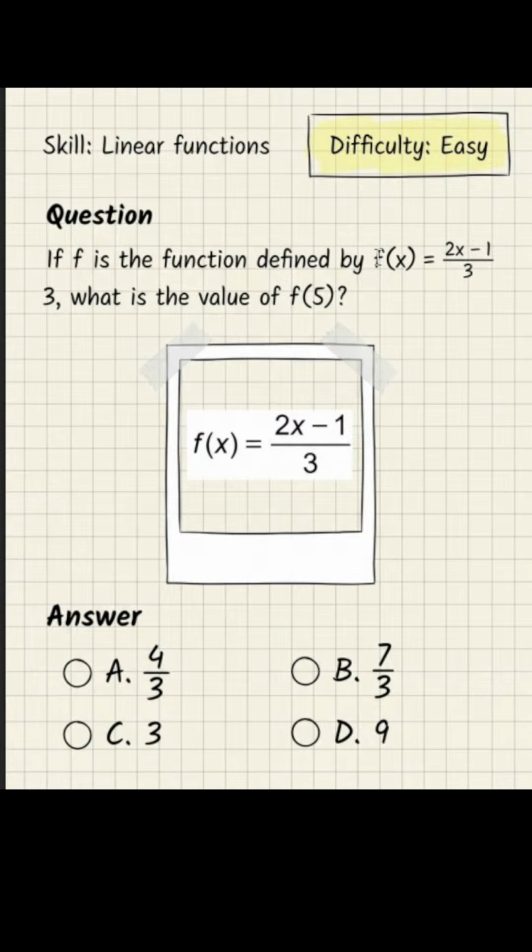So the function is this: f of x is equal to 2x minus 1 by 3, and we have to find what is the value of f of 5. So x is equal to 5. So this shouldn't be a very hard question. And the options are given. The option A is 4 by 3, option B is 7 by 3, option C is 3, and option D is 9. So you can attempt the question, and you can comment which is the right answer, and then we'll do the solution together.